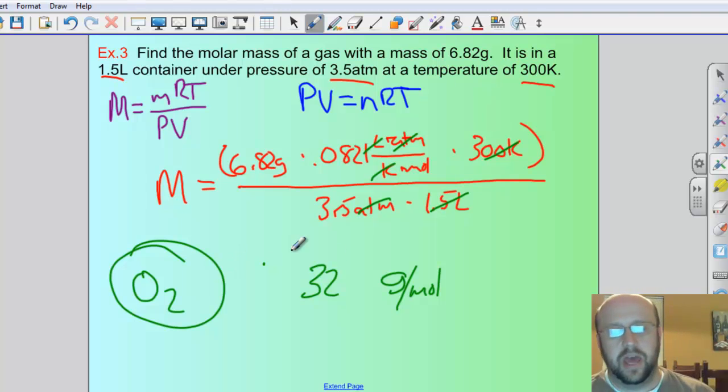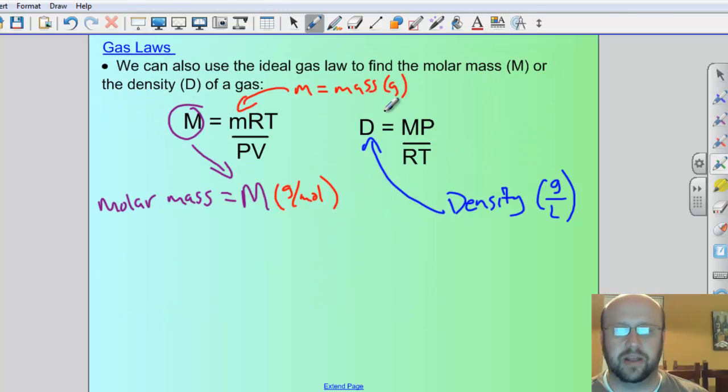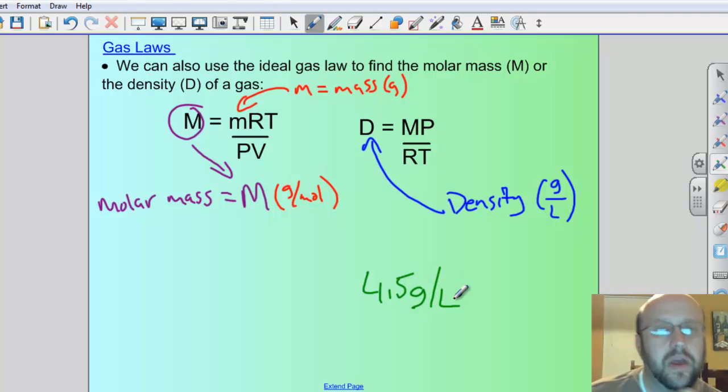And then from there, you could easily take all of this stuff and plug back in for the density formula. I could take that 32 grams per mole, plug it in here, times the pressure, R and T, and I'd kick out a density. If you happen to want to do that and punched all that out, you would get a density of 4.5 grams per liter.